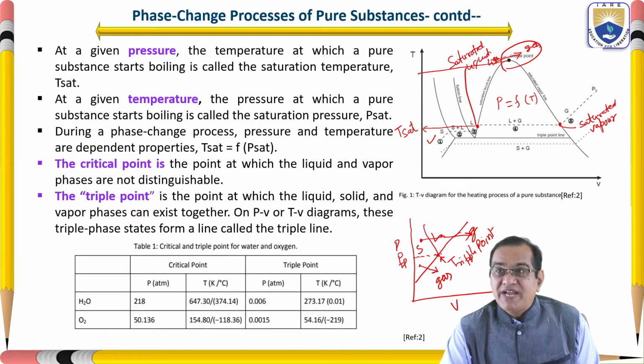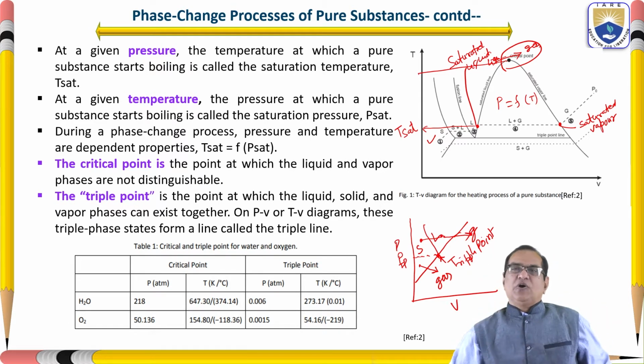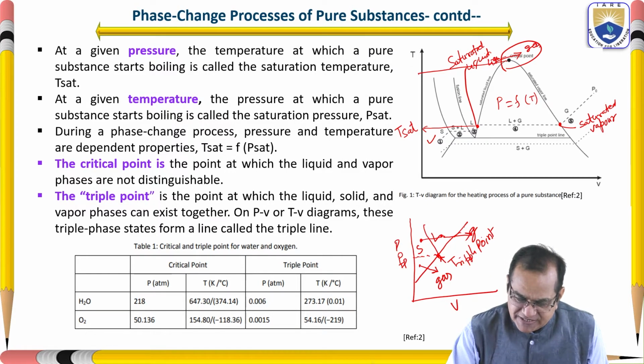But at the triple point, all three phases can coexist at one point. This I have shown you in this diagram. The triple point is the point at which the liquid, solid and vapor phases can exist together. On a PV or TV diagram, these triple phase states form a line called the triple line. And these are the three lines: this is the liquid line, this is the vapor line, and this is the solid line.